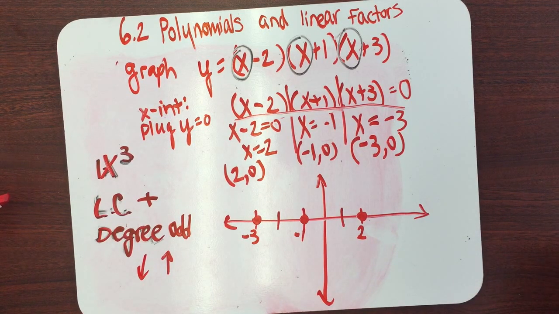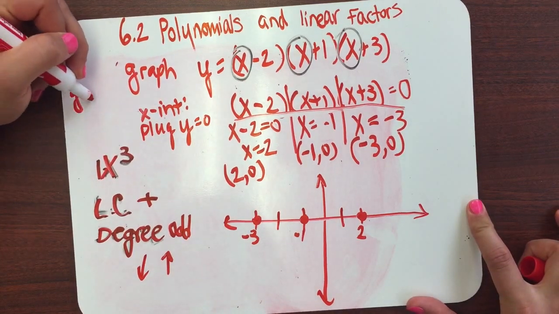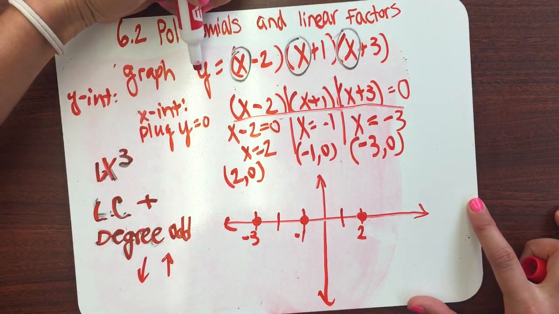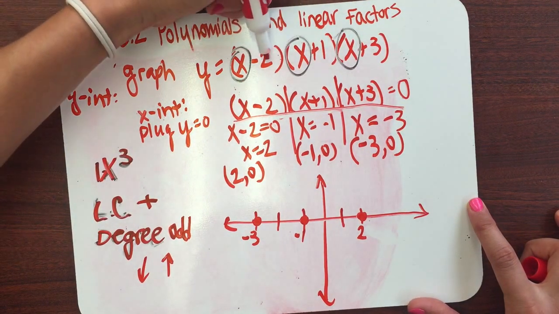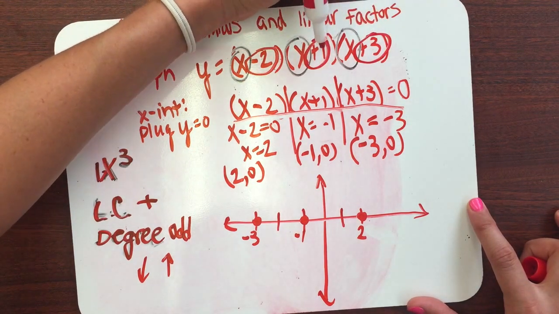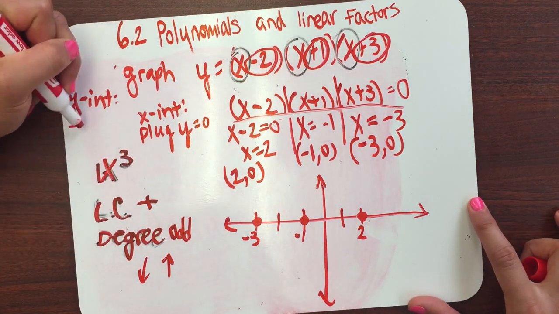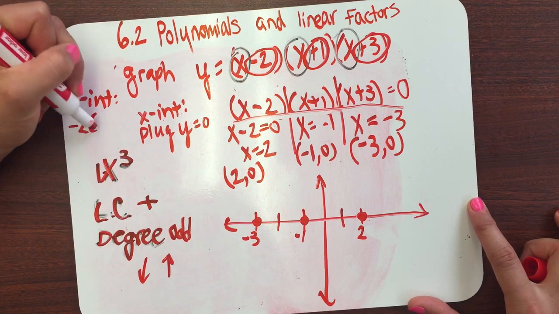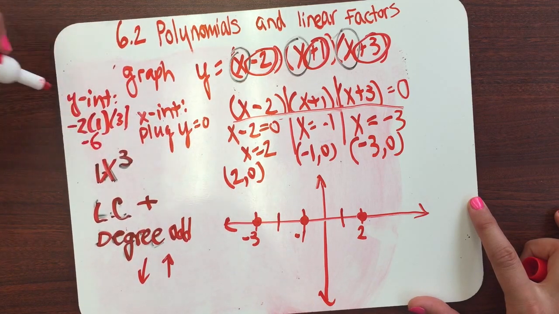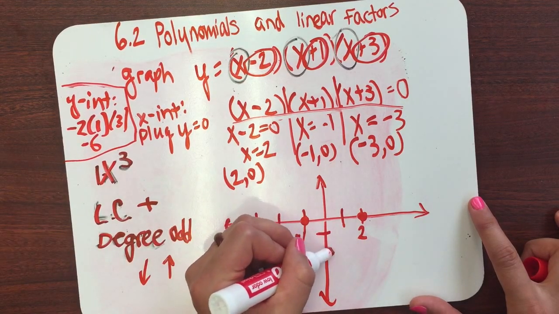So now the last thing to find is the y-intercept. For the y-intercept, you can either plug in 0 for all of your x's and find your y, or you can multiply all of your constant terms. A constant is just a number because it doesn't change. It's always constantly that number. So we'll multiply all of these out, negative 2, 1, and 3, and therefore we get a y-intercept of negative 6. So we have negative 6.